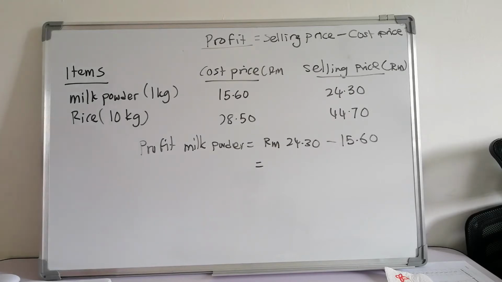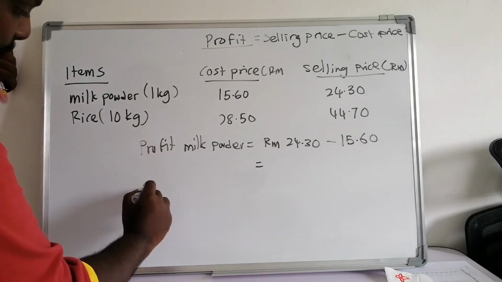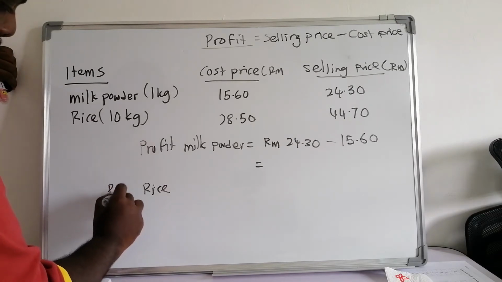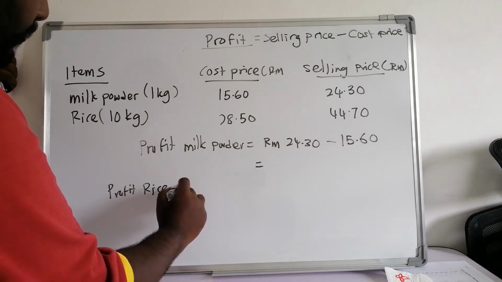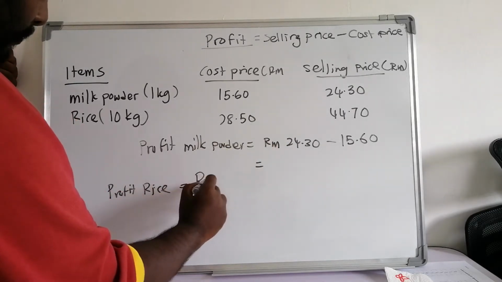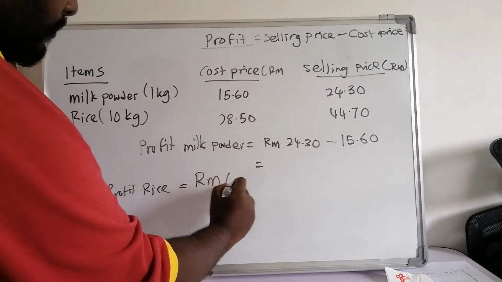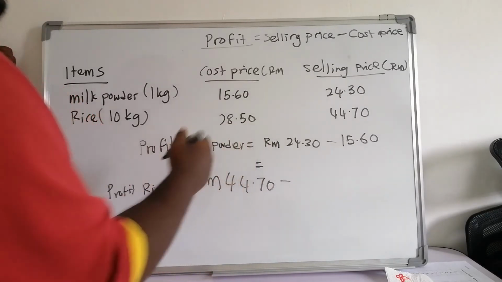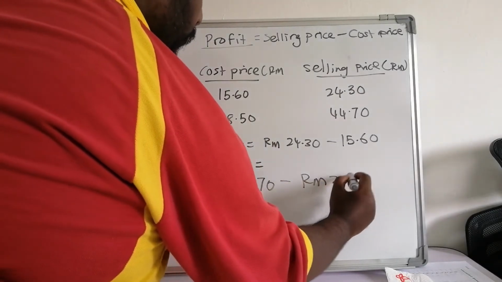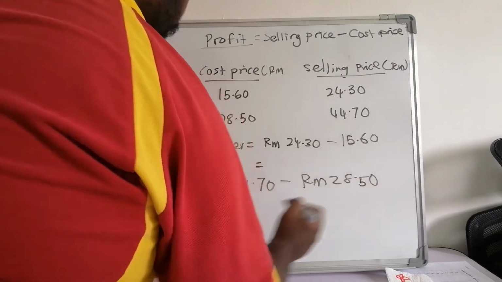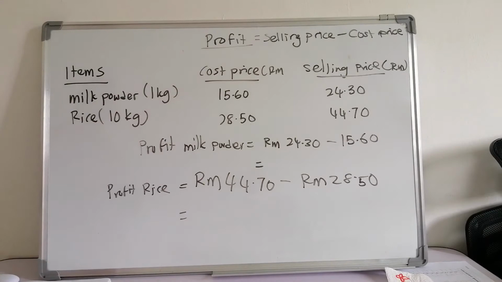And now for rice, same also. Profit of rice: we take the selling price of rice, 44 ringgit 70 cents, minus 28 ringgit 50 cents. The answer is the profit of rice. Kindly do the calculation and compare the answers. Send the answers in your group.